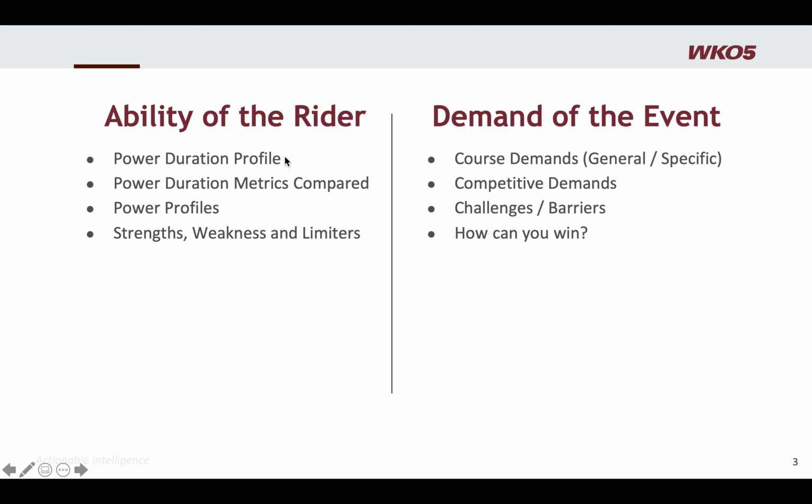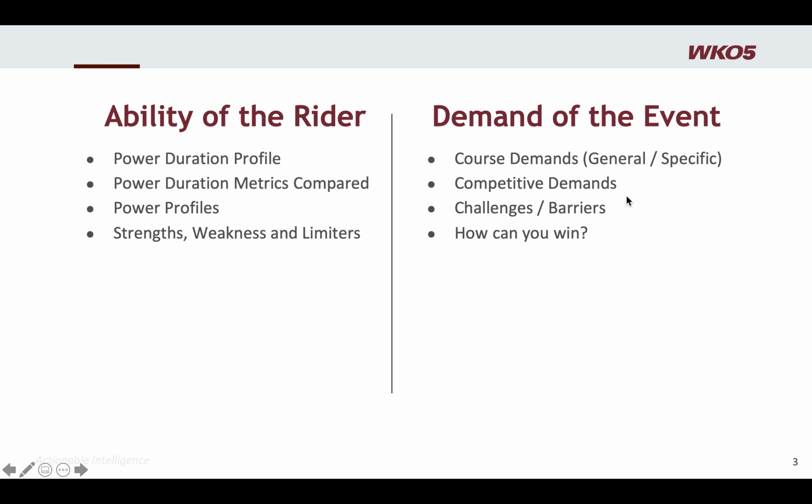Ability of the rider, we're going to look at things like their power duration profile, their power duration metrics compared, their power profiles, and some strengths, weaknesses, and limiters. I'm going to demo some of the charts that are in WKO, and I'm going to suggest maybe you look a little deeper and find some of your own.